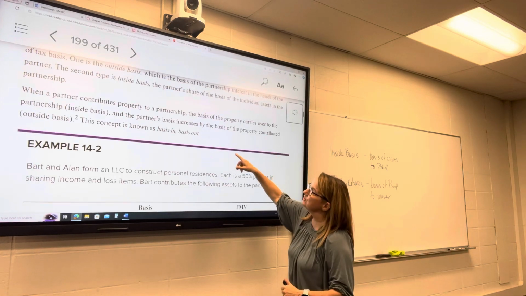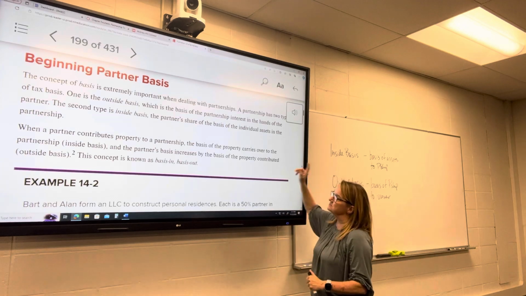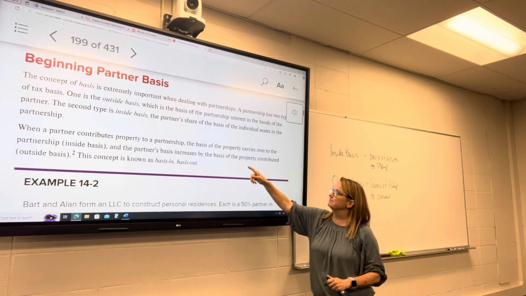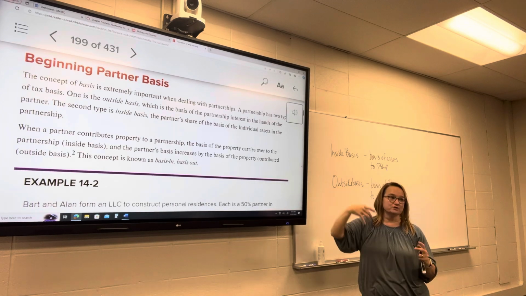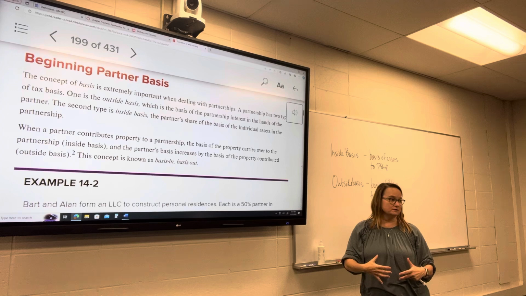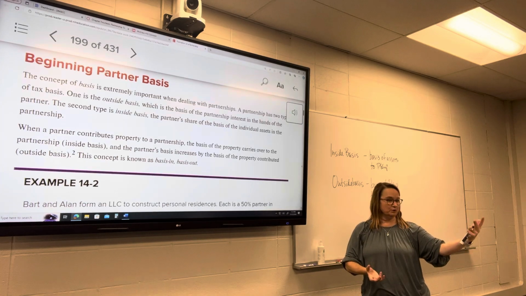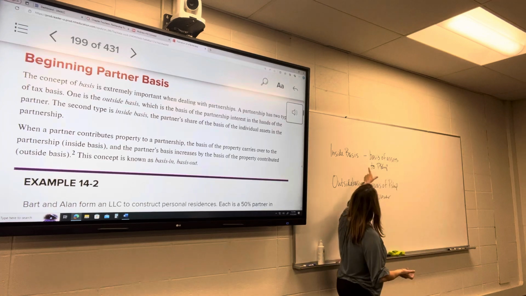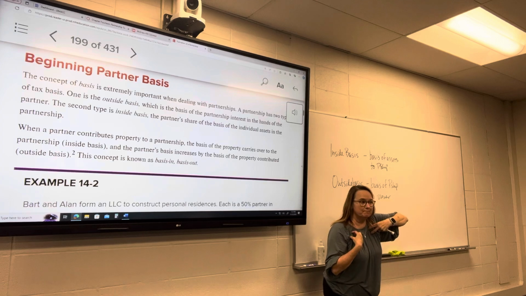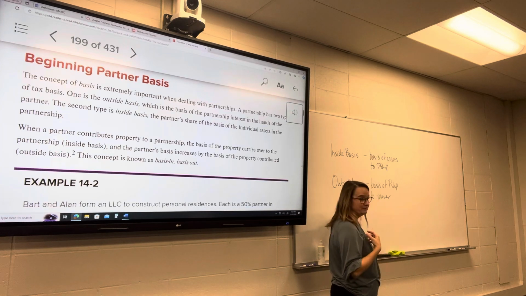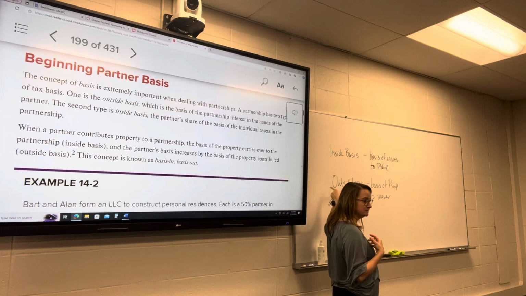So the partner, at the same time, my outside basis is going to increase by the basis of the property that I contributed. So I contributed something that's worth $1,000. Now that $1,000 basis belongs to the partnership in the form of its inside basis, but now my basis in the partnership is also $1,000, my outside basis. So you get two different types of bases.